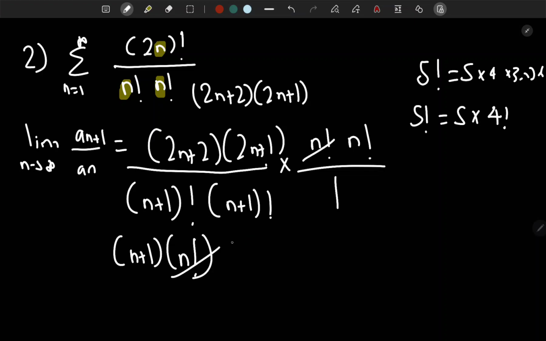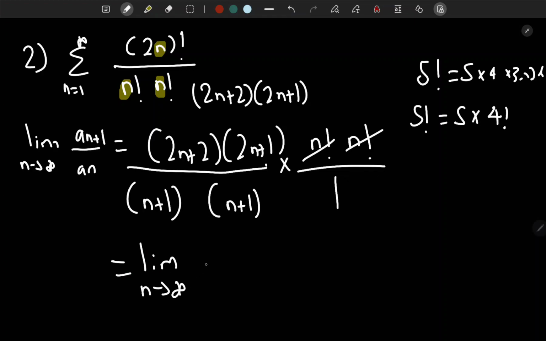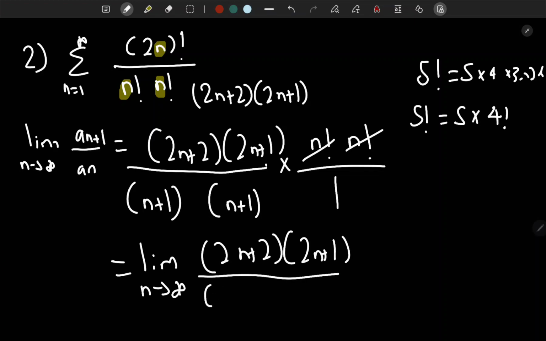So we are going to be left with n plus 1, n factorial, and then cancel this with this. All we are left with is n plus 1 multiplied by n plus 1. So let me just get rid of this. And now let's write the final thing. It's going to be the limit of n approaching infinity. We have 2n plus 2, 2n plus 1, and then in the denominator we have n plus 1 into n plus 1.